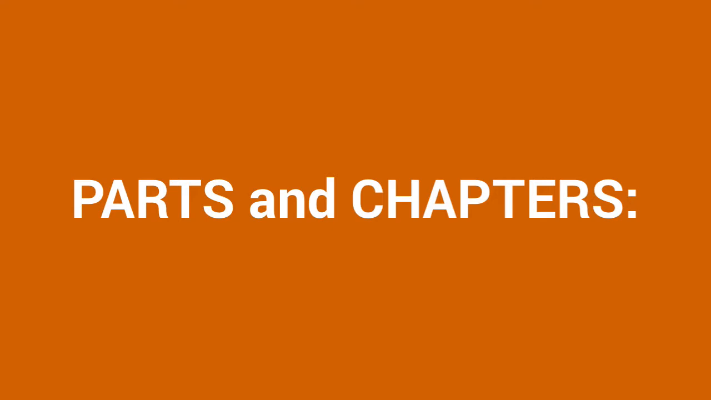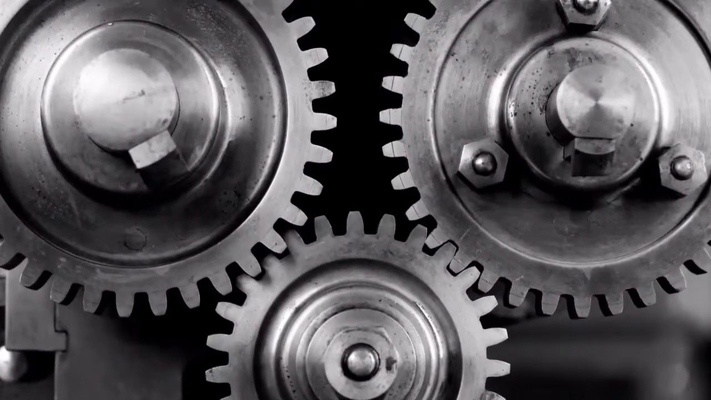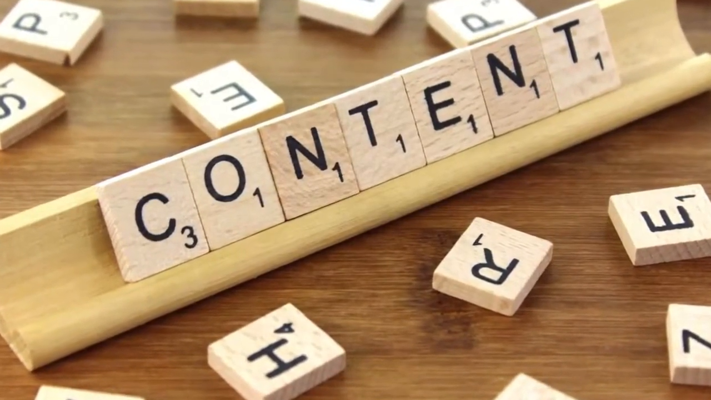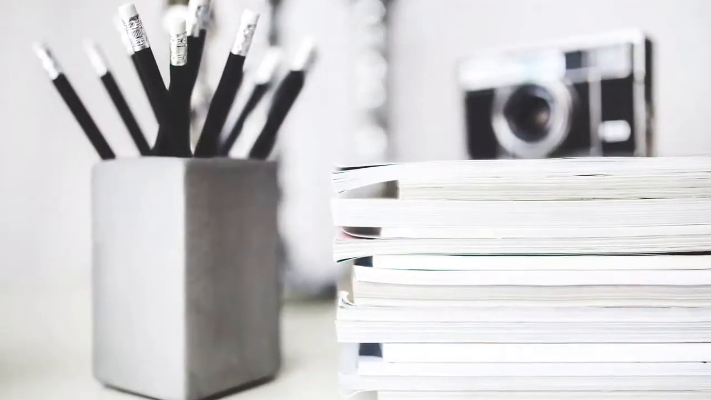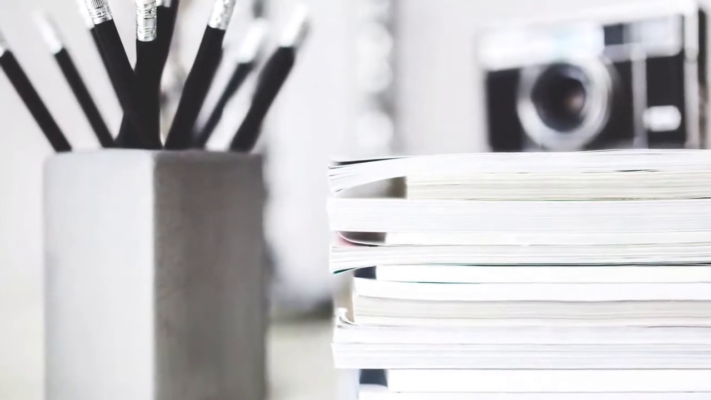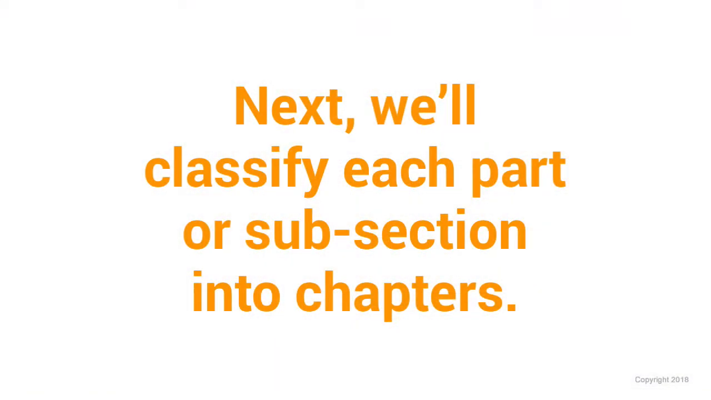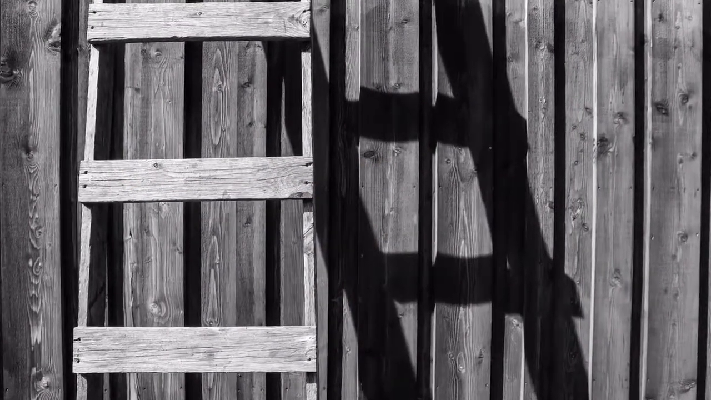Parts and chapters. You can divide your book into parts or sections. Though parts are optional, it is a good way to arrange your book's content. The idea is to organize your content by topic and then arrange them according to their logical development. Next, we'll classify each part or subsection into chapters. This is how our sample outline here is structured.